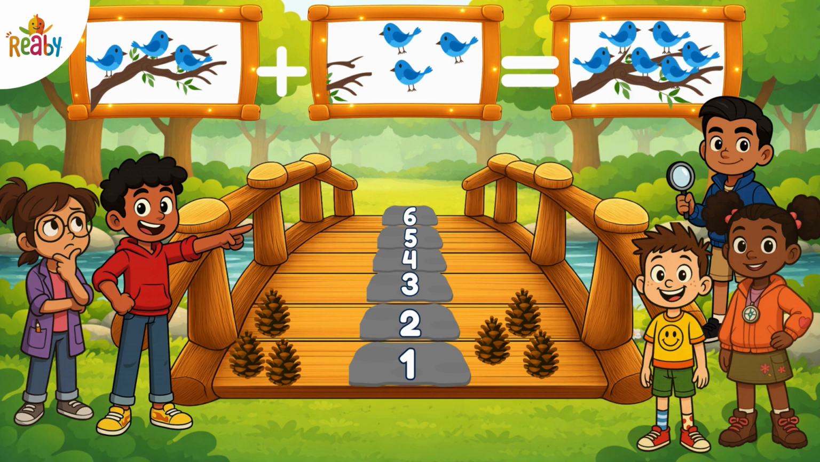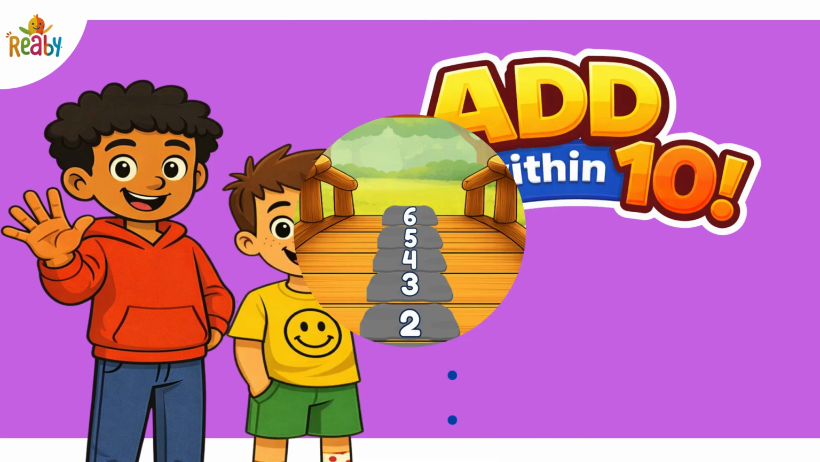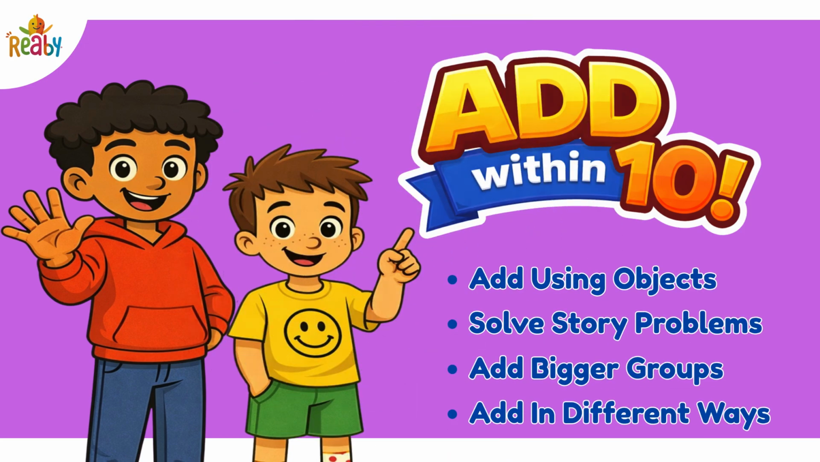So the same total can be made using different combinations of numbers, and you can add using objects, pictures, or paths and still get the same answer. This is an important step toward flexible thinking in math. Wow, you did an amazing job today. We learned how to add with objects, solve fun story problems, add bigger groups, and add in different ways. You're becoming a math star.